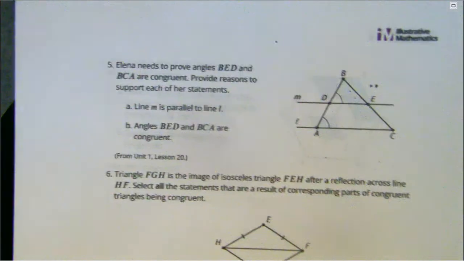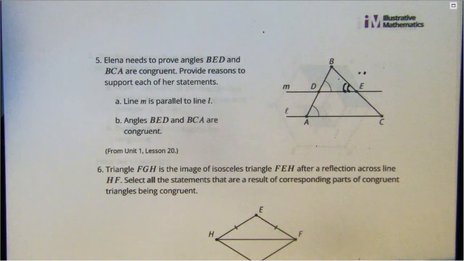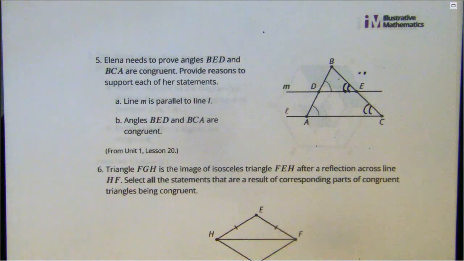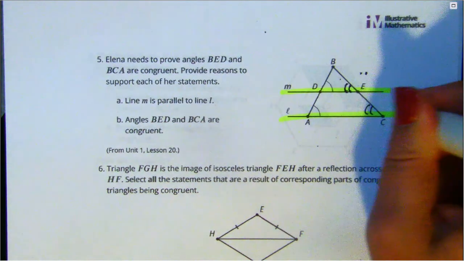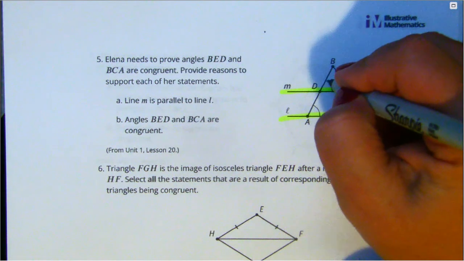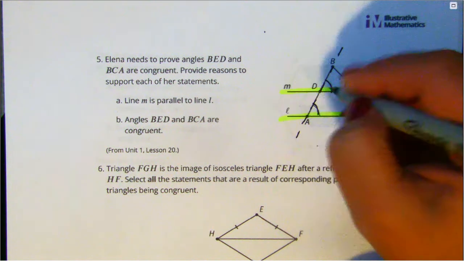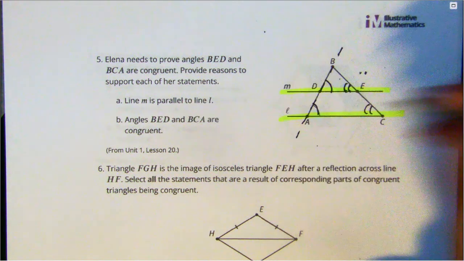All right, number 5. Here, Elena needs to prove that triangles BED and BCA are congruent. Provide reasons to support each of her statements. First, she says that line M is parallel to line L. How would she know that if they didn't say it? Well, notice these two angles that they gave them, right? Two parallel lines being cut by a transversal, those are corresponding angles. If corresponding angles are congruent, that means those two lines must be parallel.